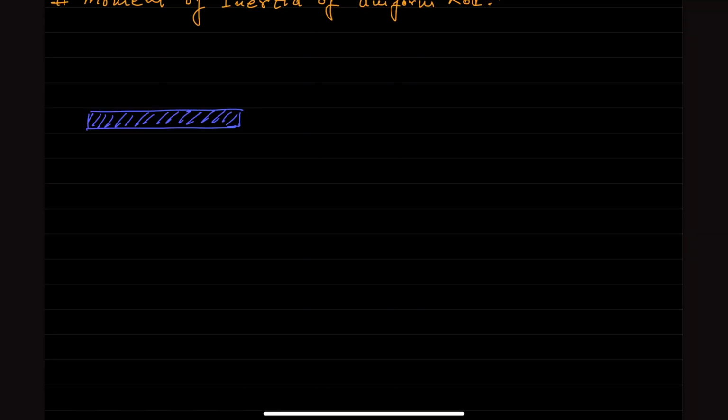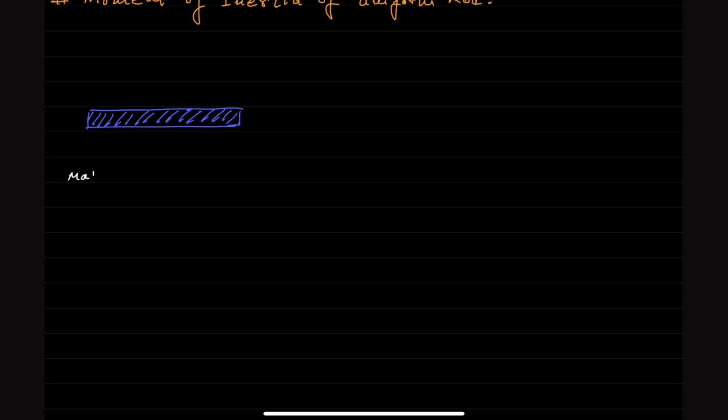So we are going to discuss the moment of inertia of a uniform rod. Now here is a rod, the mass of this rod is m, the length is L, and the mass distribution is uniform, and we need to find the moment of inertia. First of all, we cannot define the moment of inertia unless some axis or point is given to us about which the object is rotating.